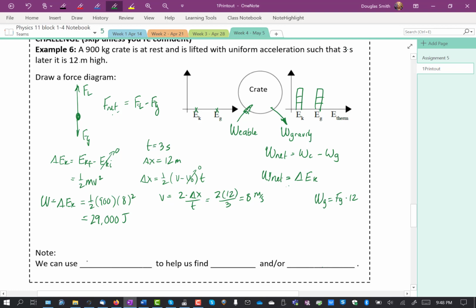So we can use kinematics to help us find velocity or displacements if we don't know those.